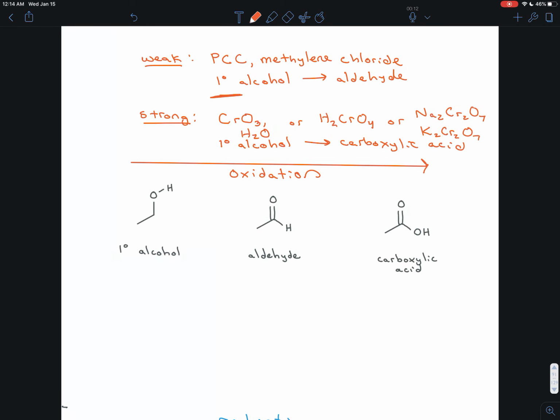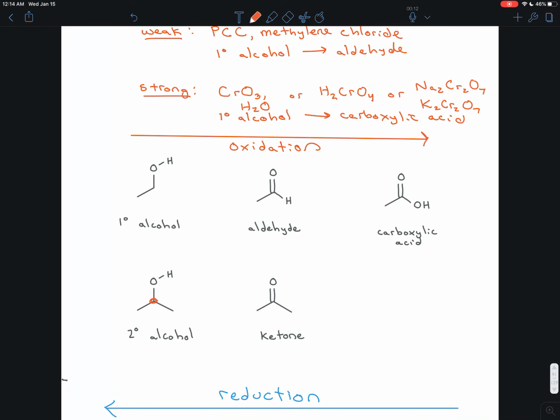Now when I say primary alcohol, what I mean is an alcohol, so an OH, whose carbon, the carbon that the OH is on, is only bonded to one other carbon. So that's a primary alcohol. Compare that with a secondary alcohol. So here, you can see this alcohol here, the carbon that has the OH on it is bonded to two other carbons. That's secondary.